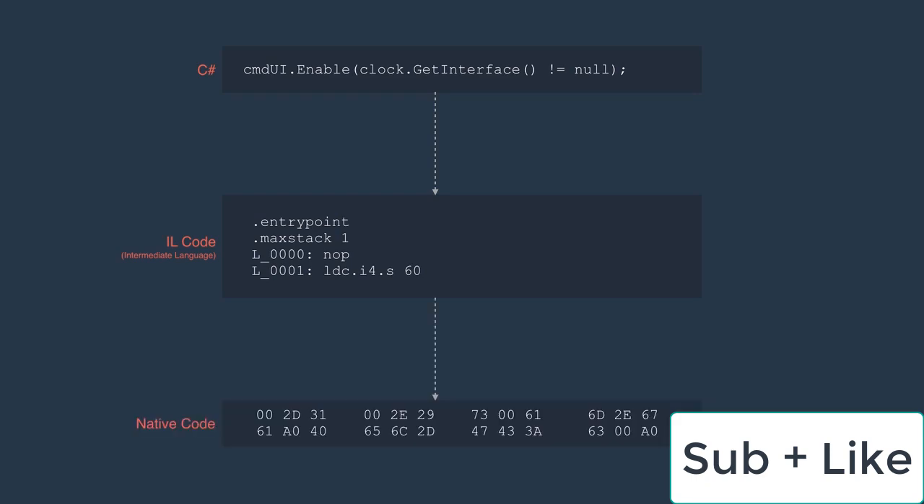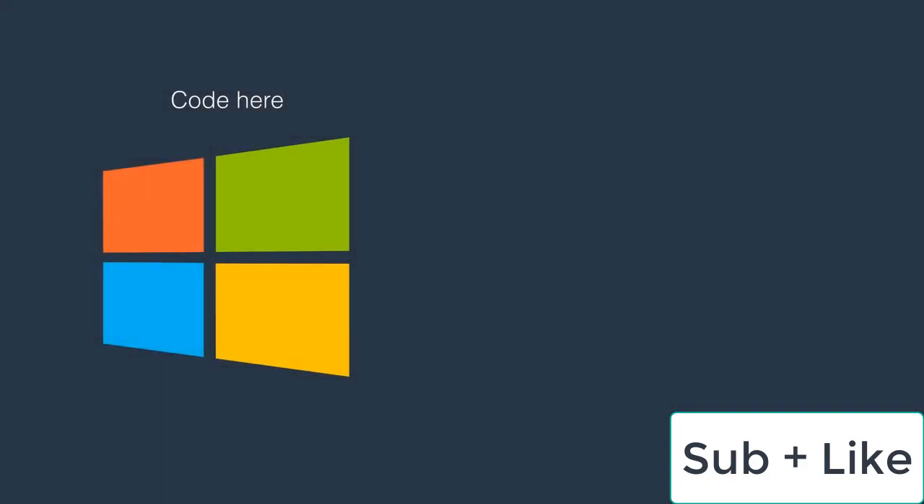Now, we need something that would translate that IL code into the native code for the machine that is running the application. And that is the job of CLR, or Common Language Runtime. So CLR is essentially an application that is sitting in the memory whose job is to translate the IL code into the machine code. And this process is called just-in-time compilation, or JIT.